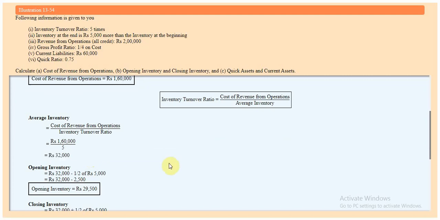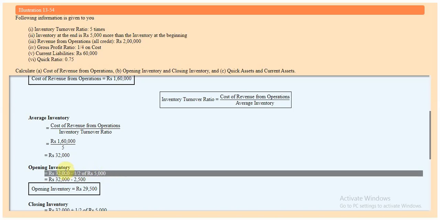Now, like the previous sum, we can just imagine average inventory is in the middle. It is a midpoint of a line. The starting of the line is opening inventory, the ending of the line is closing inventory. So from the average inventory, if we subtract half of the difference between opening and closing, we will get the opening inventory. The same way, to the average inventory, if we add half of the difference of the opening and closing inventory, we will get the closing inventory.